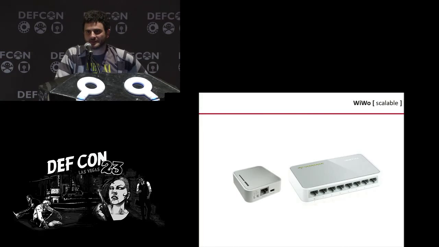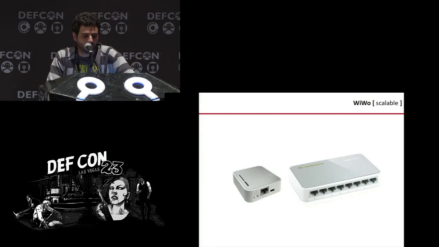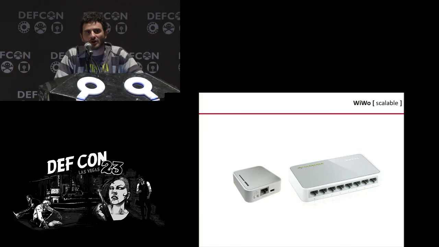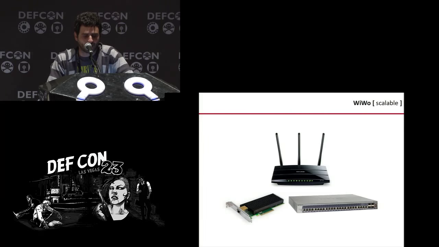Here we have a couple of devices, a router and a switch. We are using this kind of device in our POC here. They are 10/100 megabits per second. And of course, with this kind of device, we are not able to monitor all the traffic with high performance. But the good thing is that we can get better devices, like these ones. Here we have a router, a Wi-Fi card, and a switch. They are devices that work at 1 gigabit per second or 10 gigabits per second. If we get better devices, we are going to get better performance. We are not going to have scalability problems.